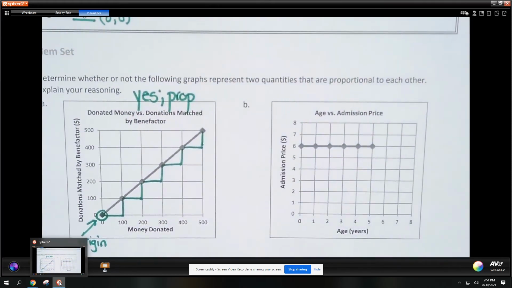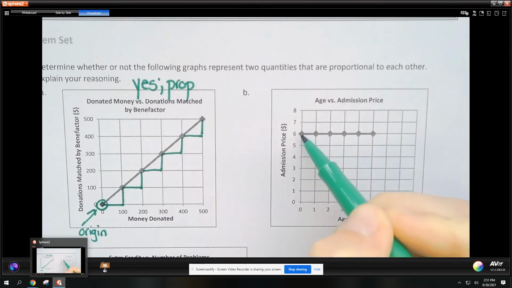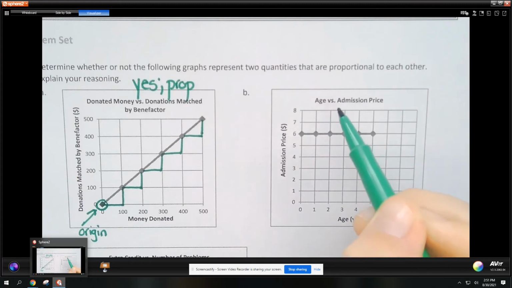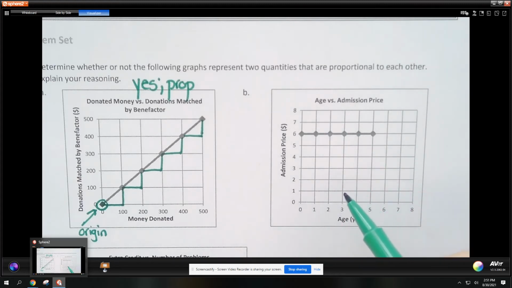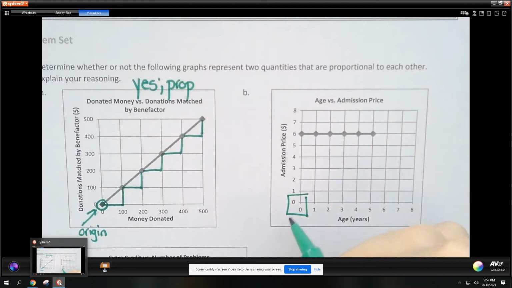Let's go ahead and take a look at B. So looking at B, we have age versus admission price. So a price to get into something. And along the x-axis here, we have the age going from 0 years of age up through 8 years of age. And if I start at 0 years of age, it costs $6 to get in. Well, if I'm 1, it costs 6. If I'm 2, it costs 6, and so on. So the first thing I want to ask myself is, do I think this line will go through the origin? And clearly it will not. So that right there means I do not have a proportional relationship.